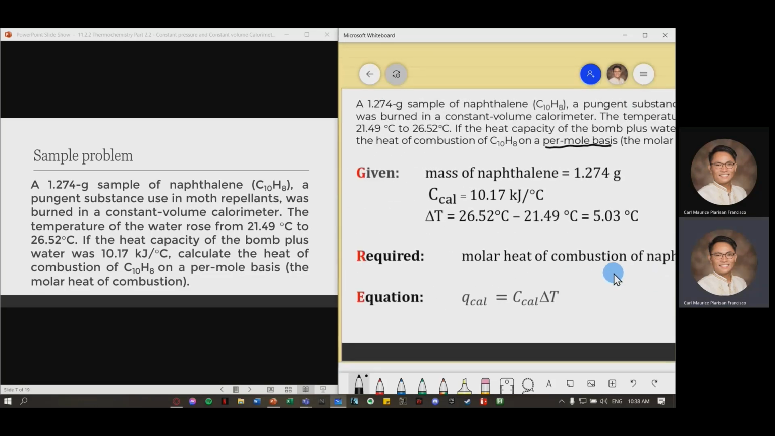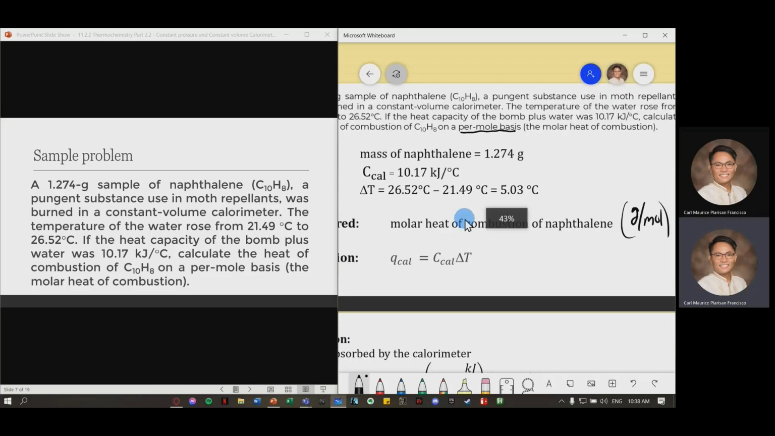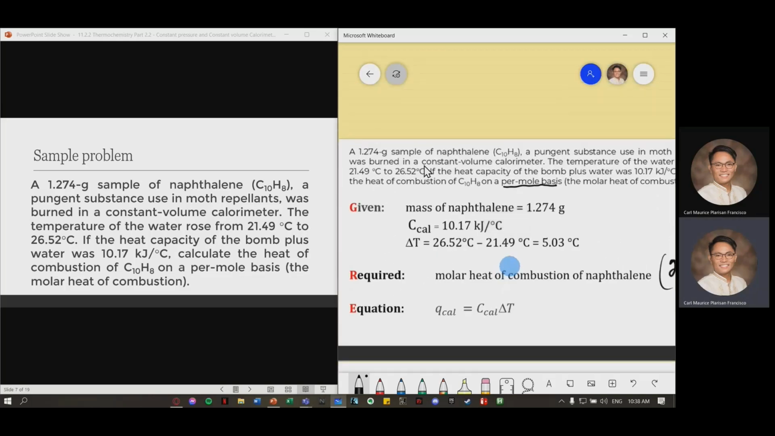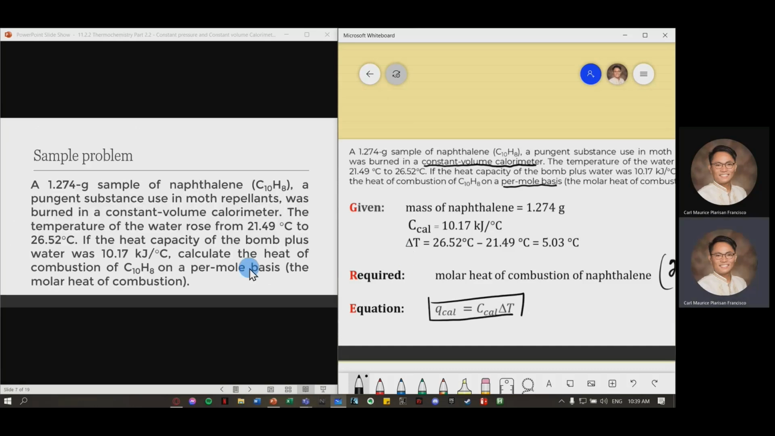Now, for us to solve the molar heat of combustion, since this is a constant volume calorimeter, as mentioned, the equation we use here is C_cal times change in T. So we will just use this. Okay? So now, let's answer.